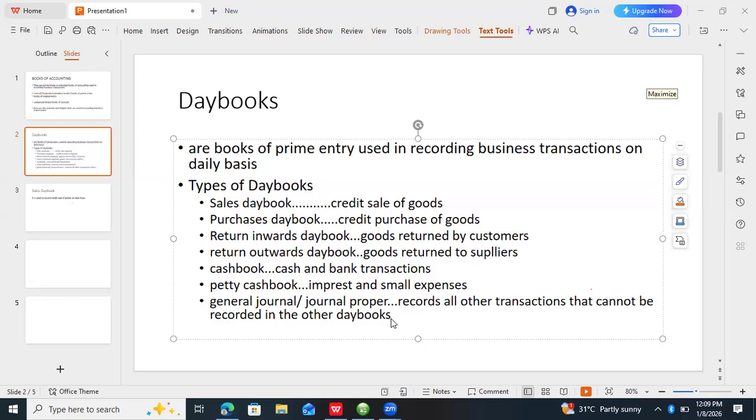Okay. Then we pick the day books. Of course, if I ask this one, I know you all know. 7 day books we have to look at: the sales day book, purchase day book, return inwards day book, return outwards, the cash book, petty cash book, and the general journal. Professors, let's meet in the second session to continue the class.